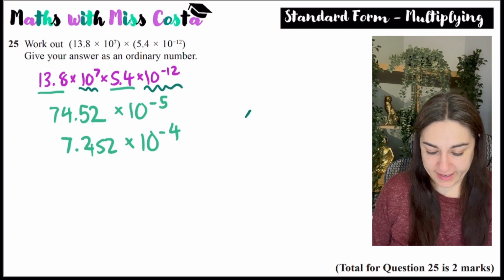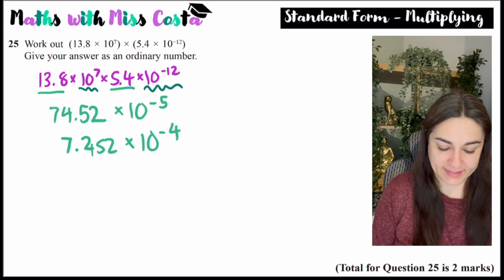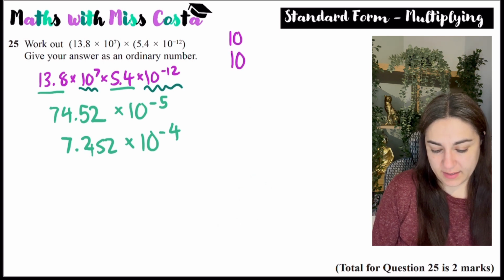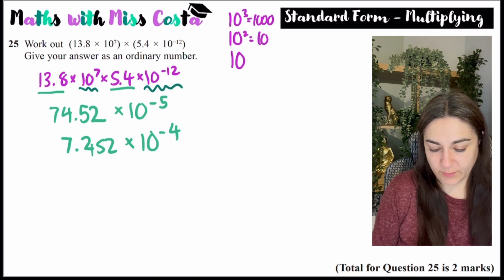Just to quickly recap, if you're not super familiar with standard form, let's say I've got 10 cubed, that's 1,000. 10 squared is 100. 10 to the power of 1 is 10.